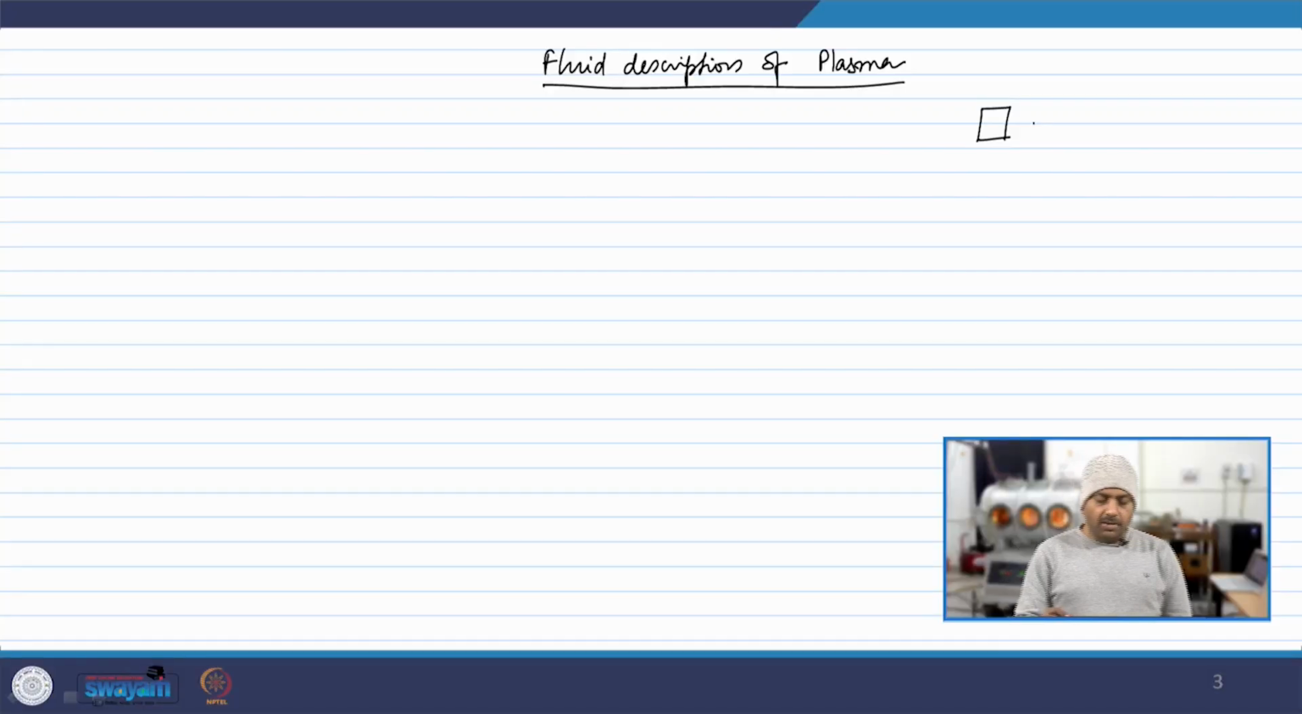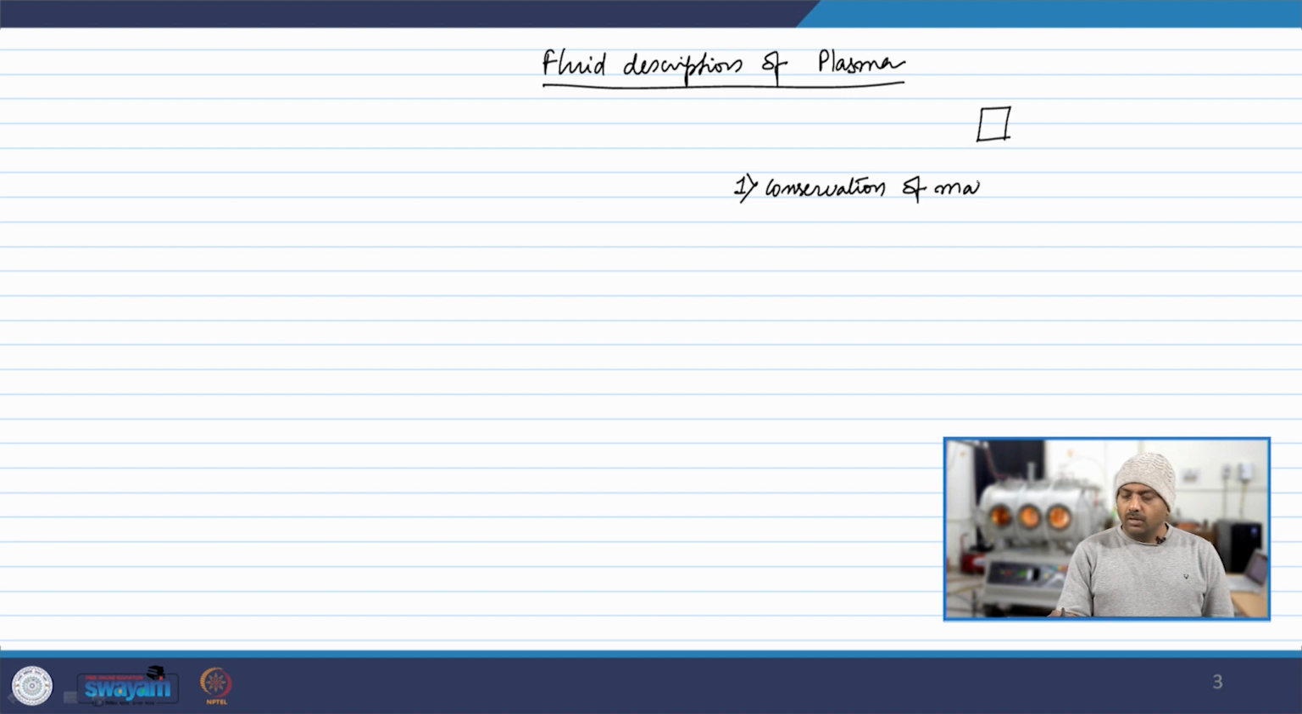And we can say that the fundamental fluid dynamics is basically nothing but conserving the mass, the conservation of mass, the conservation of energy, third, conservation of momentum.